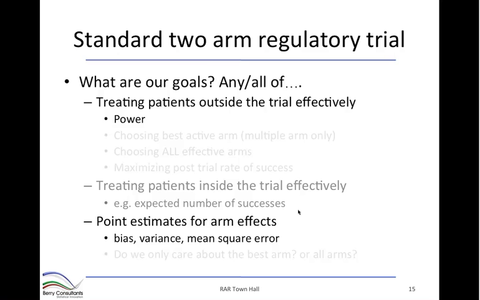I do care about treating patients inside the trial effectively, but maybe that's a lesser need if my external population is huge, with a lot of people out there. I may want to make sure that power is a bigger goal because it's the broader population. I care about point estimates for my arm effects. I want to be able to tell people how well something works.